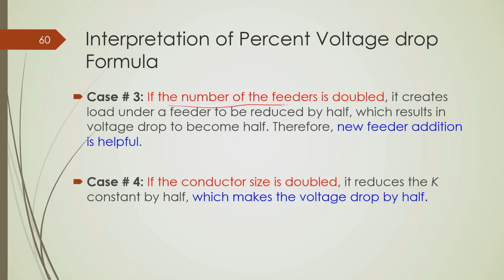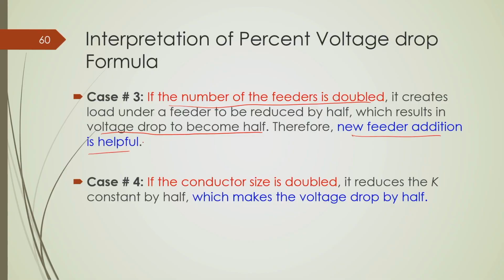Now, if the number of feeders is double, what we will get is that the voltage drop of each feeder, the main feeder voltage drop, will be half. Therefore, new feeder addition is helpful to reduce the voltage drop. If the voltage drop of a typical feeder is very high, we can exercise this option. Of course, it needs some capital investment. Okay. Now, if the conductor size is double, which reduces the value of k by half, it results in the reduction of the voltage drop to half. Okay. So, these are the possible cases.